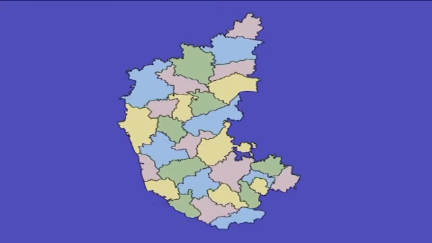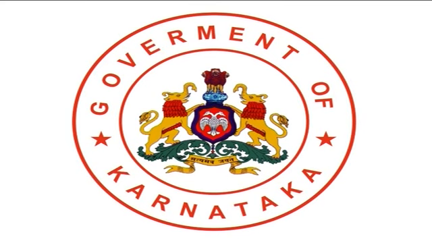The capital city of the Karnataka state is Bengaluru. The administration in each district is headed by a deputy commissioner who belongs to the Indian Administrative Service and is assisted by a number of officers belonging to Karnataka State Services.